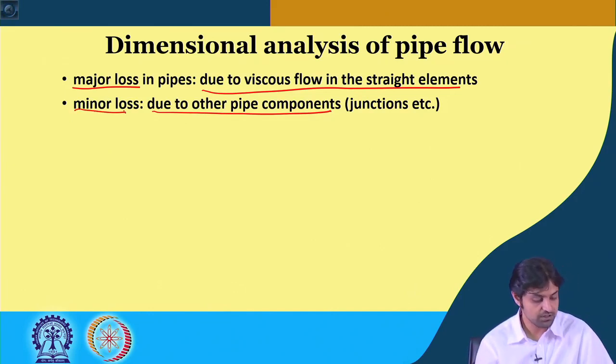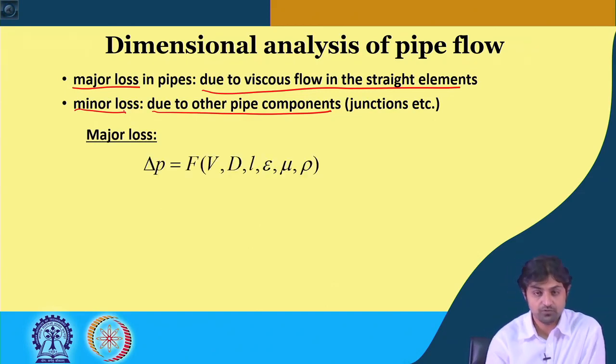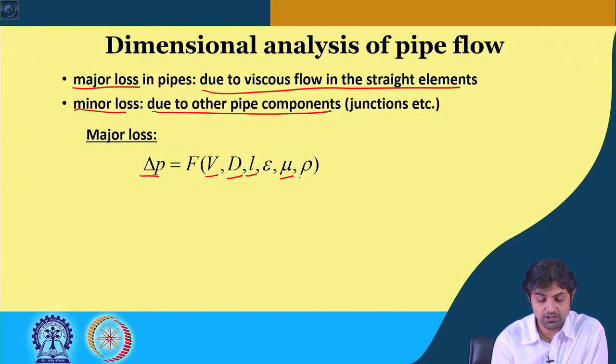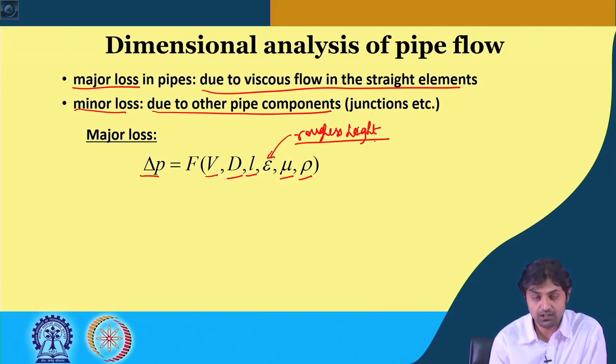So for major losses during the dimensional analysis, we say that the pressure drop should be a function of the velocity in the pipe, diameter d, length L of the pipe, mu, the viscosity, and the density of the liquid. Here we have an additional element, that is roughness height epsilon. Okay, this is a new thing that we are going to take into account.